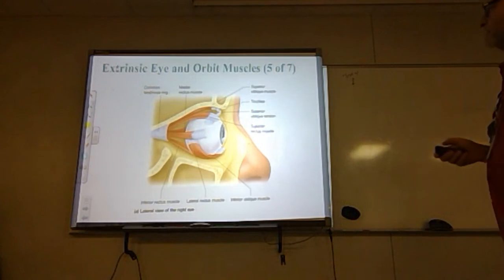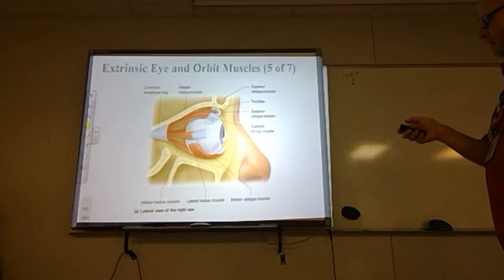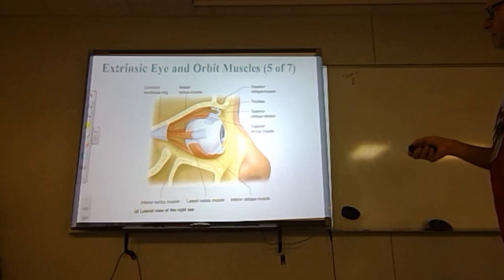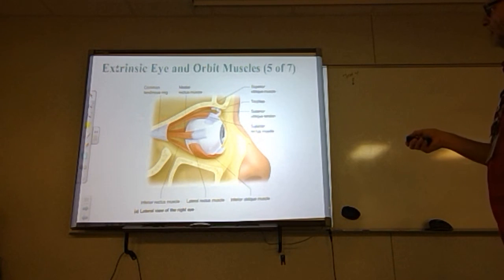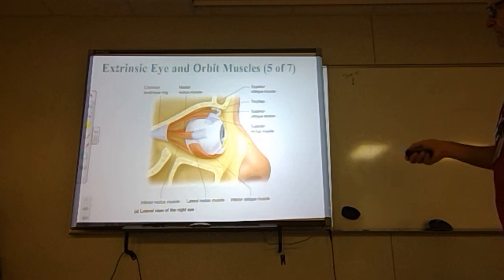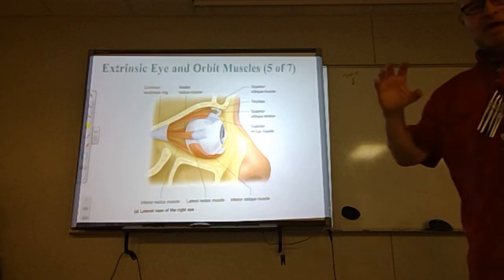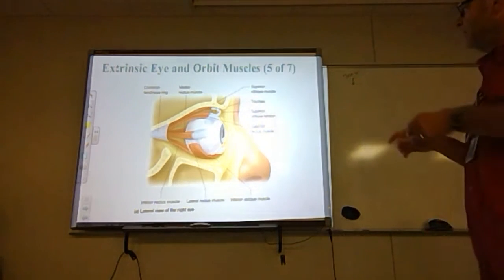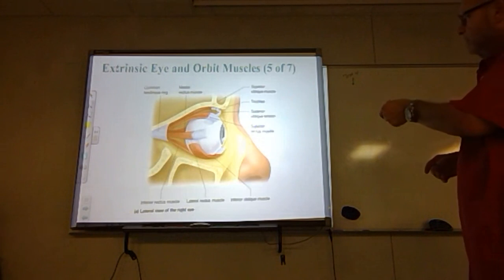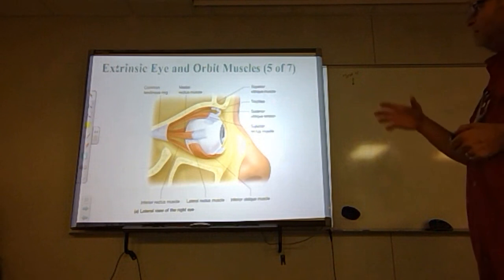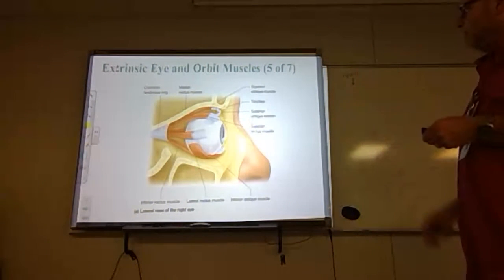And there are those 6 muscles. There's the common tendinous ring, which all of the muscles go into, with the exception of this one. Here's the superior oblique muscle going through the trochlea. There's the superior rectus muscle. There's the lateral rectus muscle. There's the medial rectus muscle. There's the inferior rectus muscle. And there's the inferior oblique muscle. As this muscle contracts, it's going to move that eyeball up and away. As this muscle contracts, it moves the eye up and into the middle.